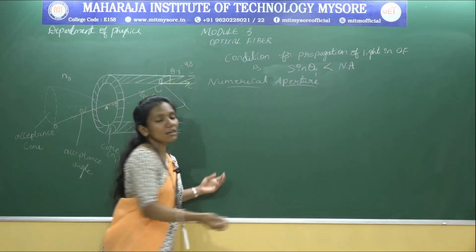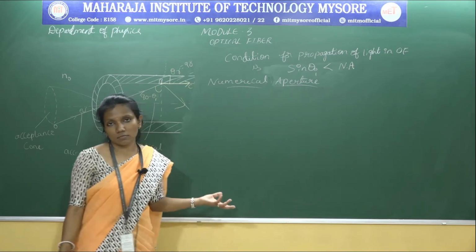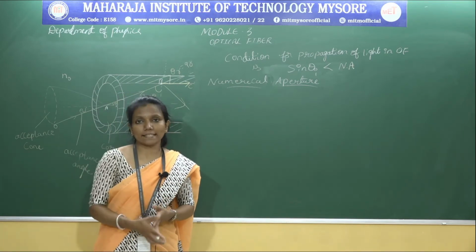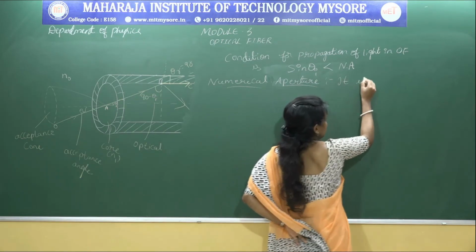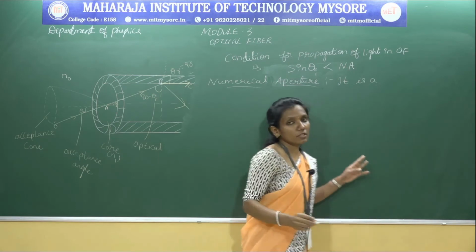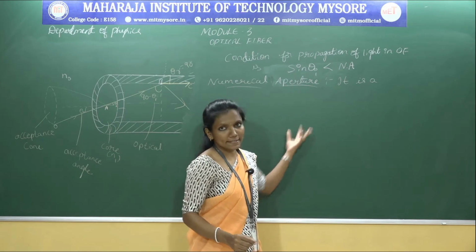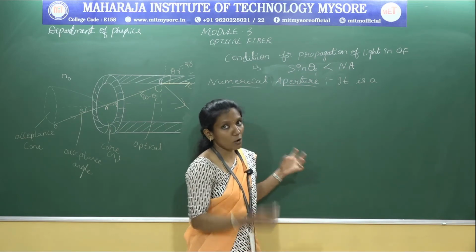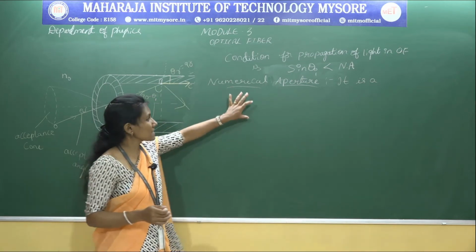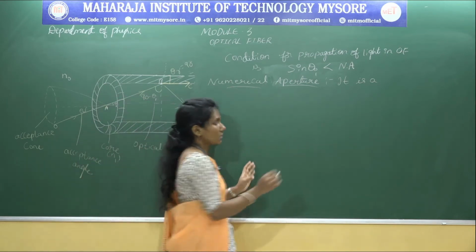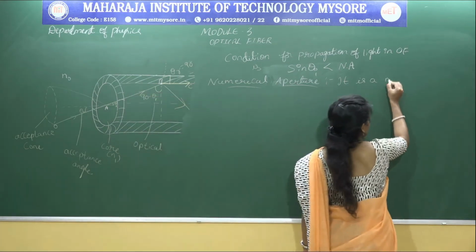So, what is numerical aperture? Totally, it is the measure of the efficiency of the optical fiber, the collection of light rays in the optical fiber. It is a measure of the power launching efficiency, or collecting of light rays inside the optical fiber. How much light can be collected inside the optical fiber, that is numerical aperture.